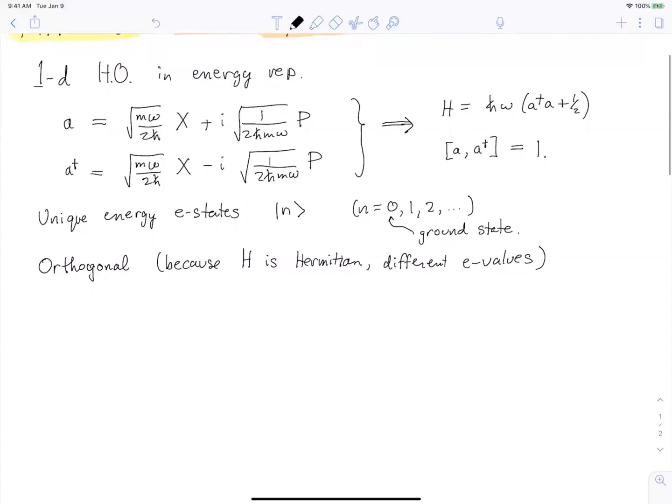And so if they're orthogonal, that means we can choose the normalization of each of these kets so that they're orthonormal as well. So choose normalization so that if we take the inner product of one of these with another one, n with k, we get a Kronecker delta, delta nk.